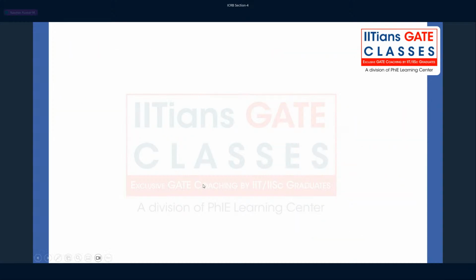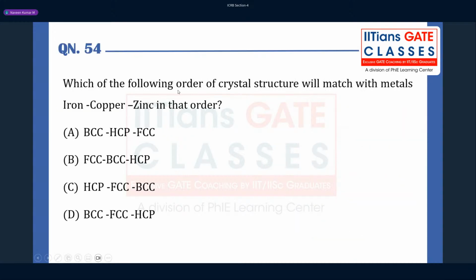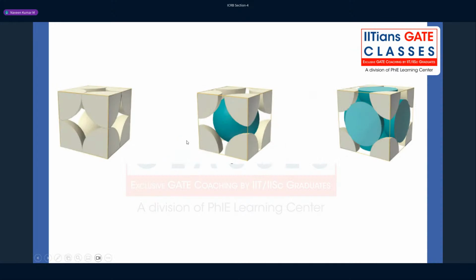Next, which of the following order of crystal structure will match with the metals: iron, copper, zinc, and so on? So you have to remember this. It's a memory-based question. There is no other option. We have discussed this in the previous session also. This is simple cubic, and this is your BCC, body-centered cubic, and this is your FCC, face-centered cubic.